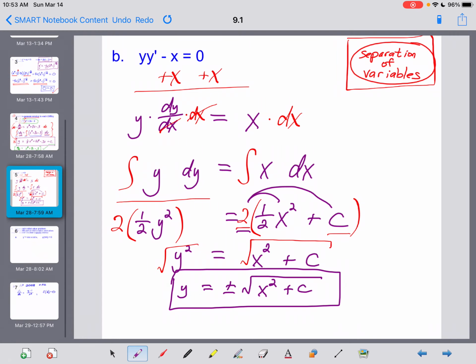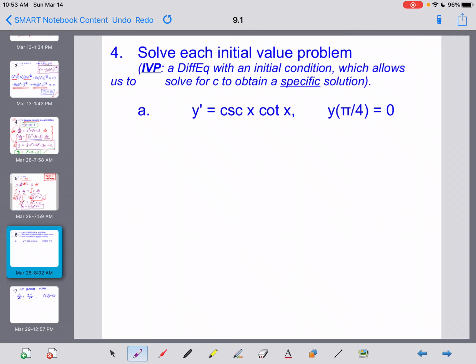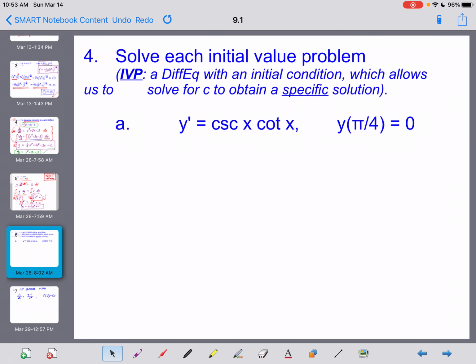The last 2 problems I have to do with you really aren't much different than the 2 that we just did, except now we're working on something called an initial value problem. And I even wrote down here for you guys, and I think it'd be a good idea for you guys to put this in your notes too, an initial value problem. That's what I meant by, well, let's see right there, initial value problem, or an IVP. It is simply a differential equation, but an initial condition is given to you, which allows us to solve for c in order to find something, not a general solution, but rather a specific solution.